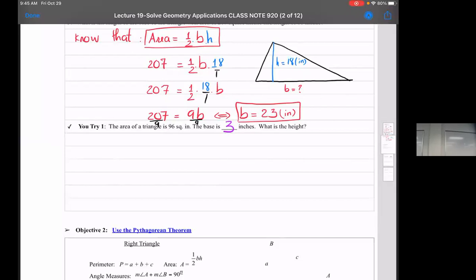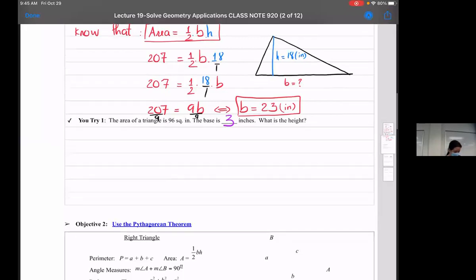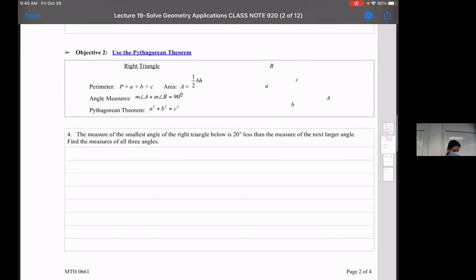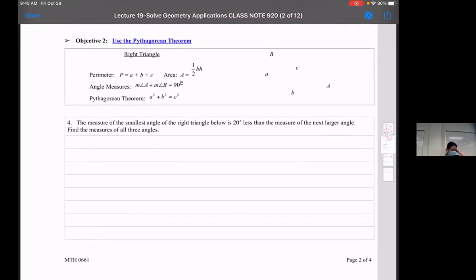All right, continue with objective 2. Actually, before, do I have time? No, let's do objective 2 first, and then we'll talk about something. Hopefully, I can show you 3 things today. My goal is at least 2.